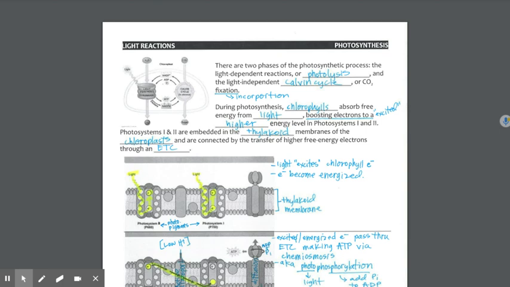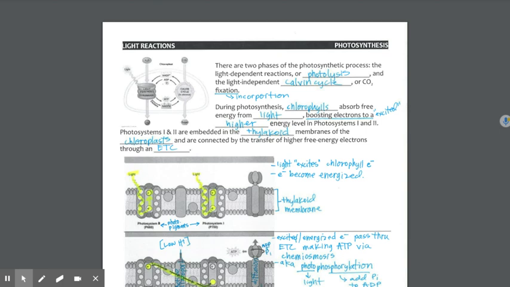So during photosynthesis, chlorophylls absorb free energy from the light, boosting electrons to a higher energy level. And we say that these electrons are excited. So imagine them just hanging out, being chill, and then all of a sudden they're inundated with sunlight and they become excited about that. And so they're boosted to a higher energy level in photosystems 1 and 2.